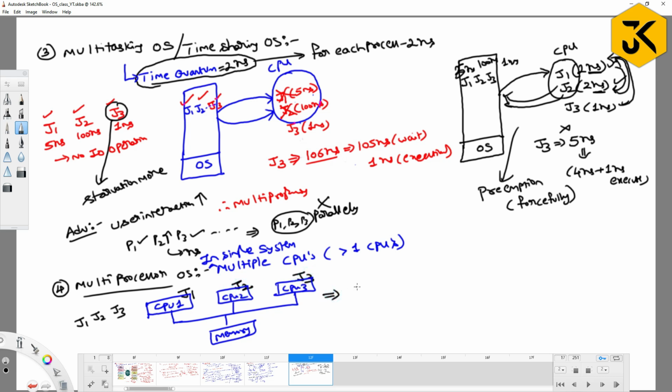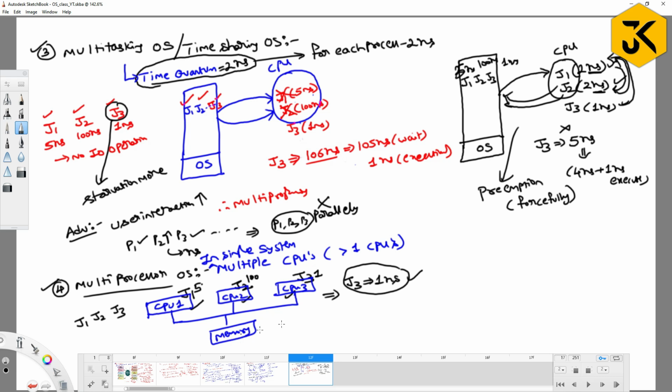Then how much time is it going to take to complete the task of J3? It will take only 1 nanosecond. Am I right? J1 will take 5, J2 will take 100 as per this example, and J3 will be 1 nanosecond, right? So as all are working in parallel, J3 will complete in 1 nanosecond. So can you observe that the multiprocessor operating system is far better than the multitasking operating system or not? Yes. Fine. So that is the advantage of the multiprocessor operating system.